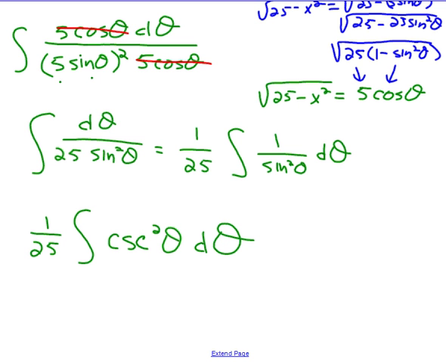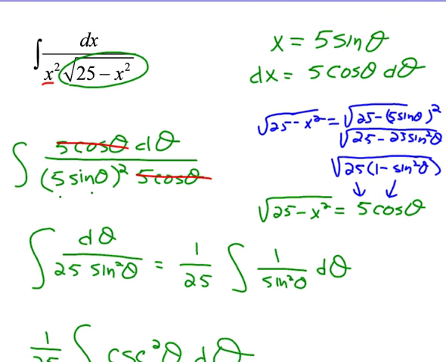That is the derivative of some function. Cosecant squared theta is the derivative of negative cotangent of theta. So we are now at a point where we have done our thing and made it look like something we know. So I have negative 1 over 25 cotangent of theta plus c. Awesome. And you're thinking, now we're done, except for one little problem.